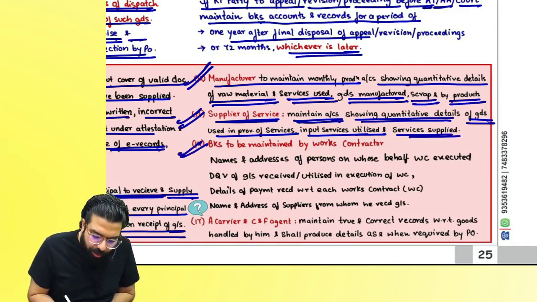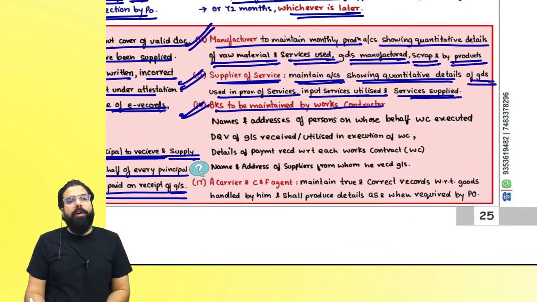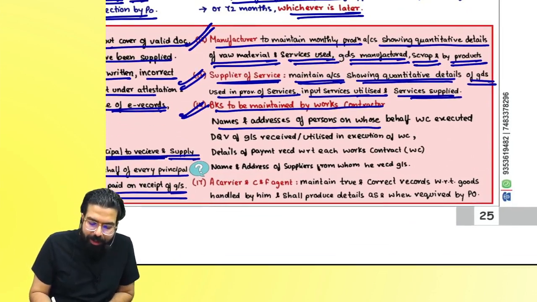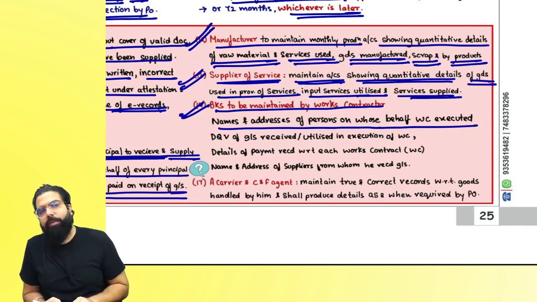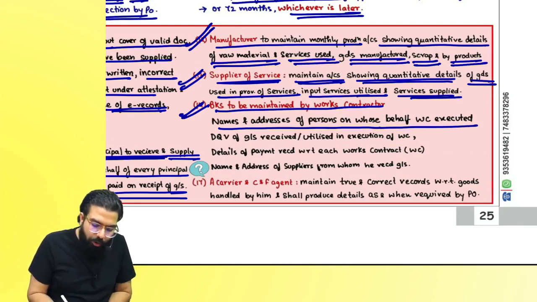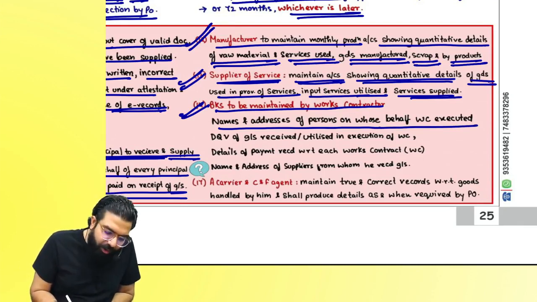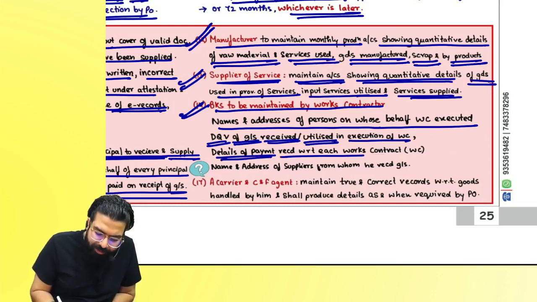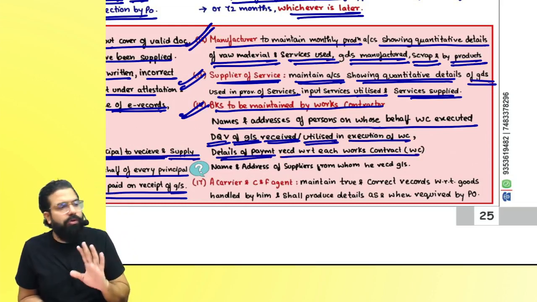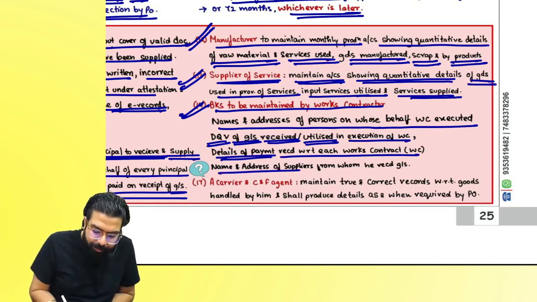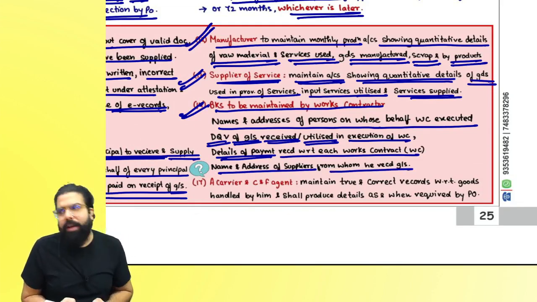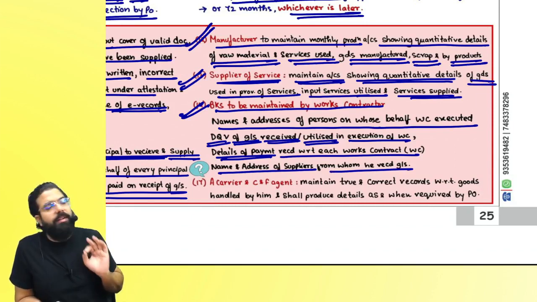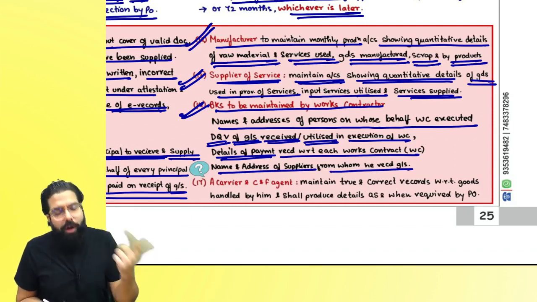Then, sir, what books of account need to be maintained by a works contractor? They have to maintain the name and address of the person on whose behalf the works contract is executed, description, quantity, value of goods or service received and utilized in execution of the works contract, then details of payment which are received with respect to each works contract. And also, sir, the name and address of the supplier from where he has received the goods or service. These details are required to be maintained by a works contractor.